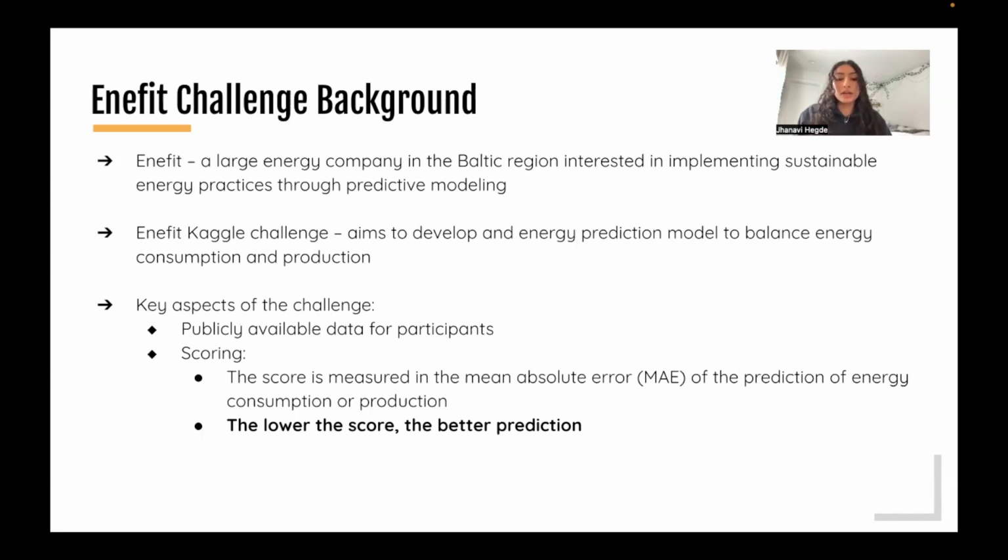The challenge gave publicly available data for participants that included weather details, climate information, energy costs, energy sources, and some key aspects of the challenge. Publicly available data for all participants, like I mentioned earlier. And the score was measured in the mean absolute error of the prediction of energy consumption or production. Essentially, the smaller the error between the prediction results and the actual results, the more accurate the prediction model.